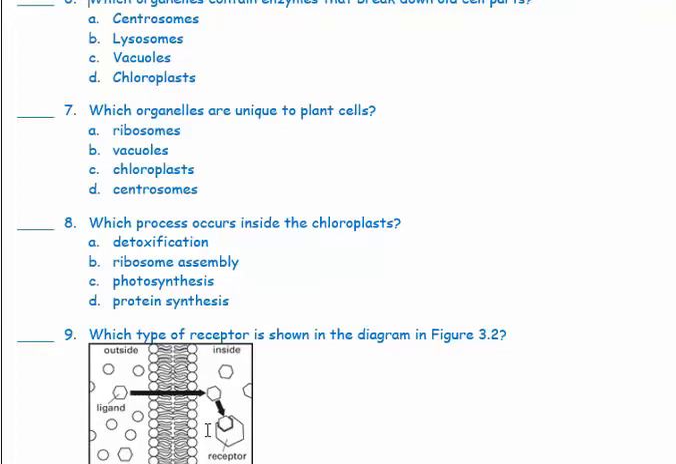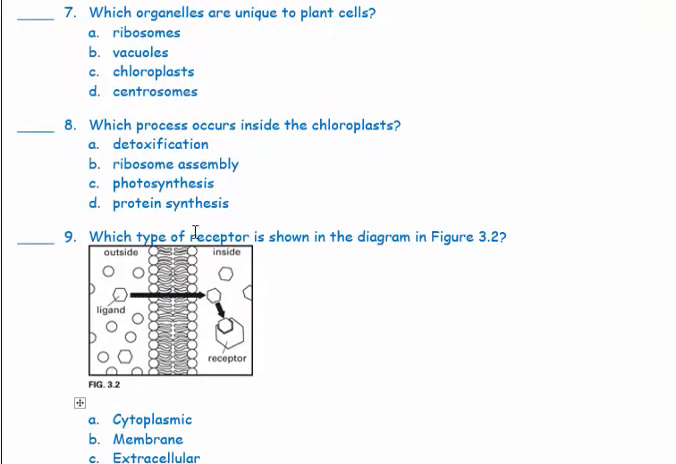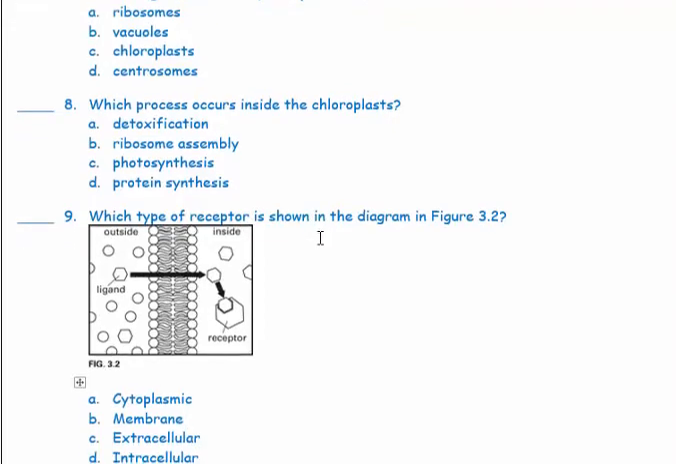This diagram shows the outside of the cell, and then the inside of the cell. And the question is, which type of receptor is shown in this diagram? As long as the receptor is inside the cell, the answer is intracellular. So number 9D.